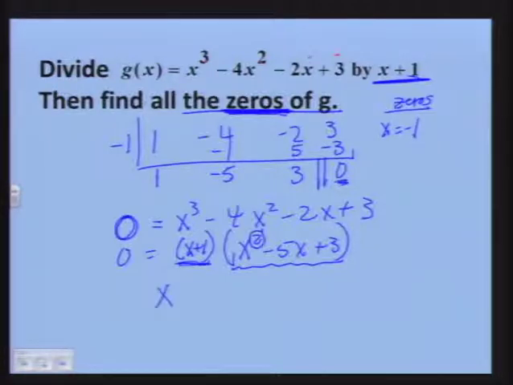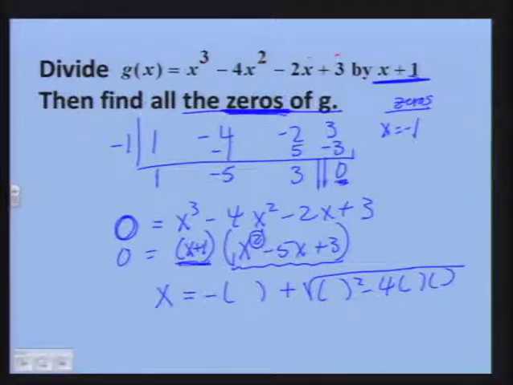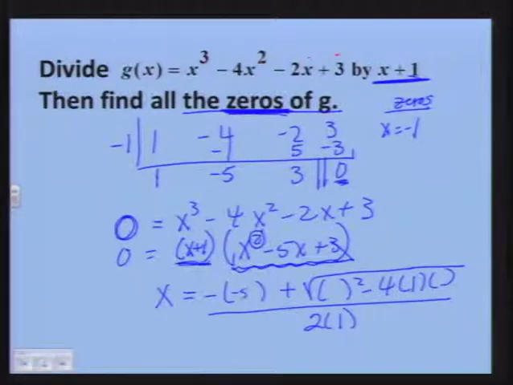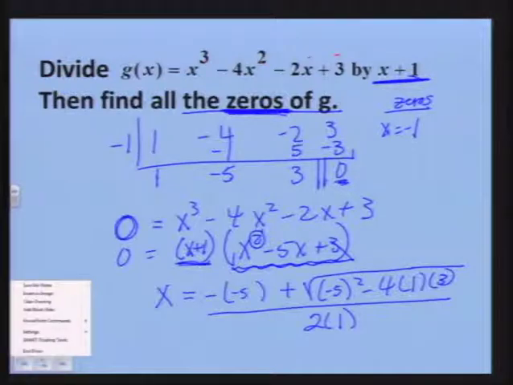Using quadratic formula, x equals minus b plus or minus square root of b squared minus 4ac, all divided by 2a, and I'm zeroing in here, so my a is 1, my b is negative 5, and my c is 3. So let's get ourselves a little more space to work.